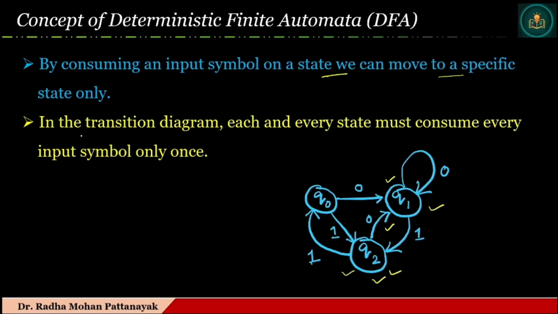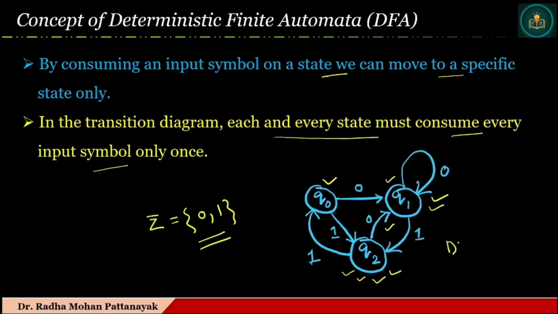Then let's move to the second rule. The second rule is each and every state must consume every input symbol only once. Clear? Means how many inputs are there? For example, let the input set be 0, 1. Okay? Means every state inside the transition diagram must consume these two inputs inside the finite automaton. Clear? So see here, Q0 consumed 0 and 1, Q1 consumed 0 and 1, Q2 also consumed 0 and 1. Clear? Every state consumed 0 and 1. Hence we can say that the figure is a DFA.